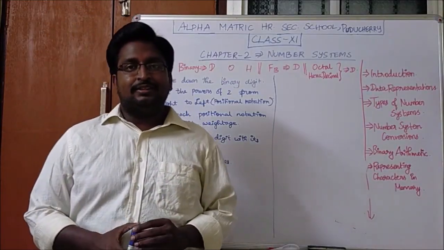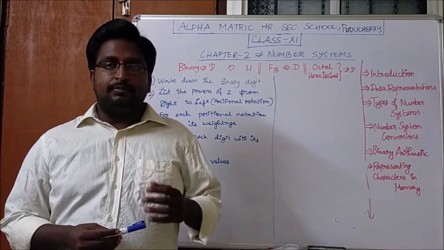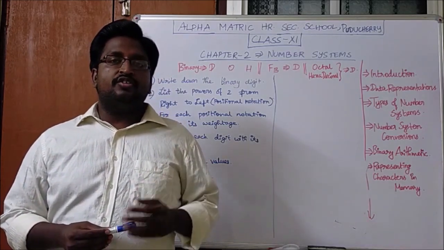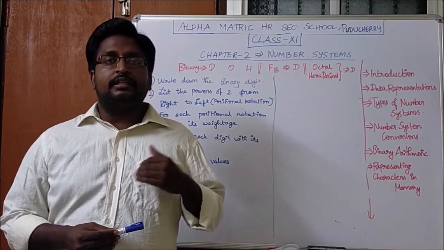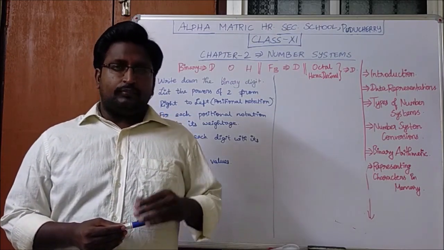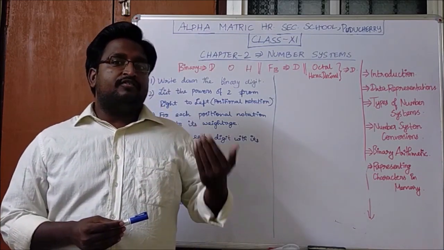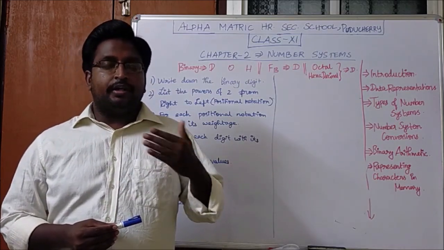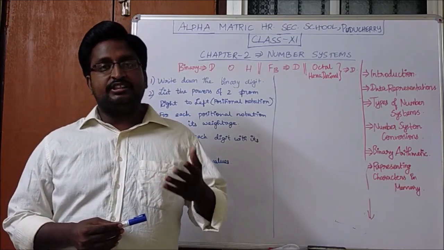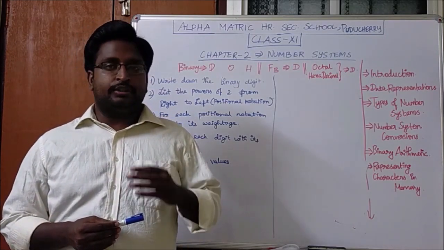Good morning, students. I hope you have gone through the first video of chapter 2, where we have seen the introduction, that is the definition of data and how the data are represented in computer, and the types of number system. We have started the number system conversion, that is decimal to octal, binary, hexadecimal, and the fractional decimal to binary. So I hope you are all clear about that.